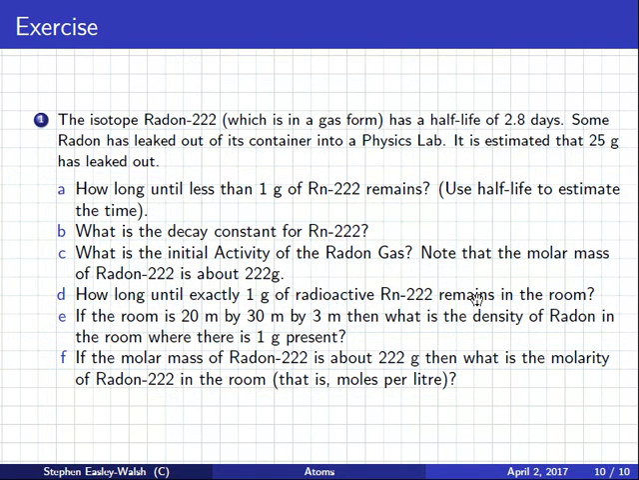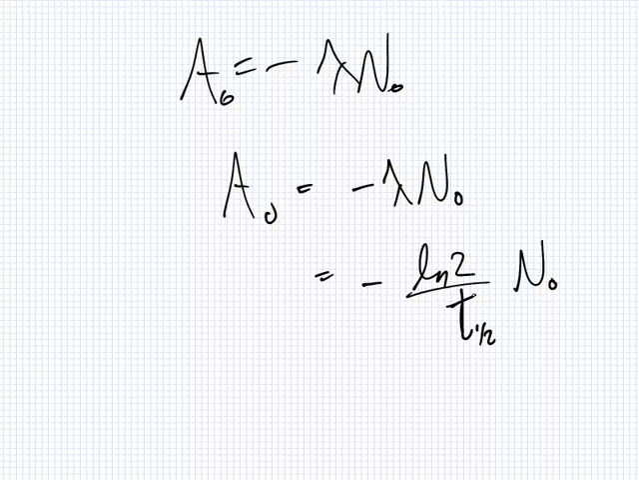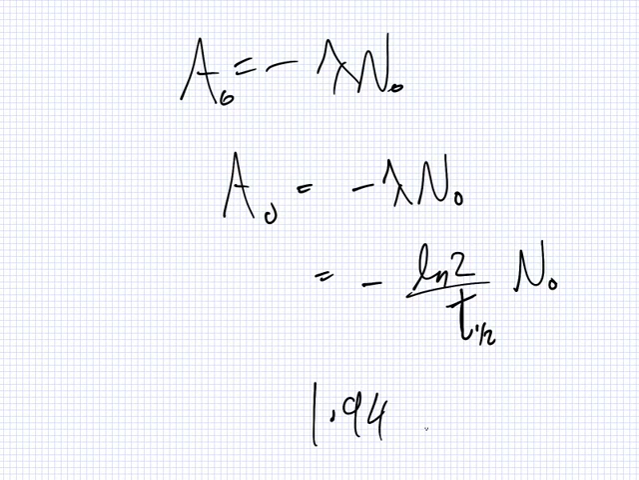How many moles do we have? 25 over 222. And Avogadro's number, 6.02 times 10 to the 23. So my answer is 1.94 times 10 to the 17. And the unit? Bq. Becquerel.